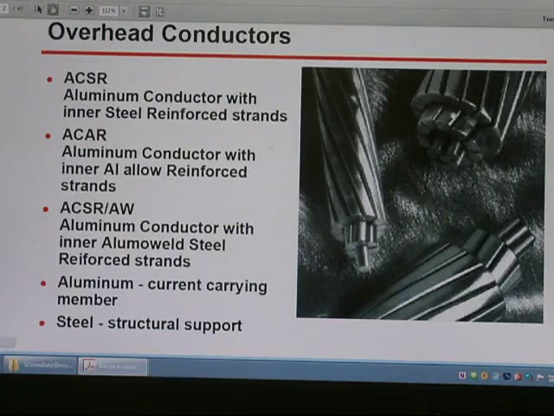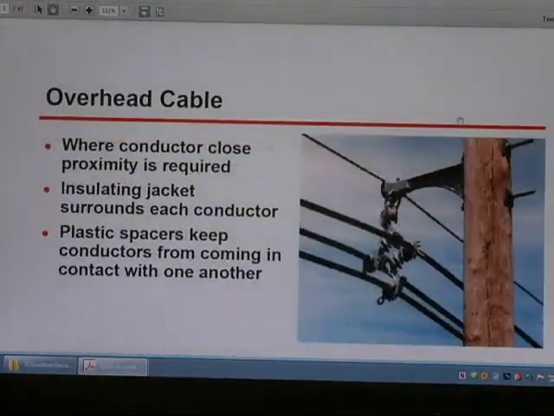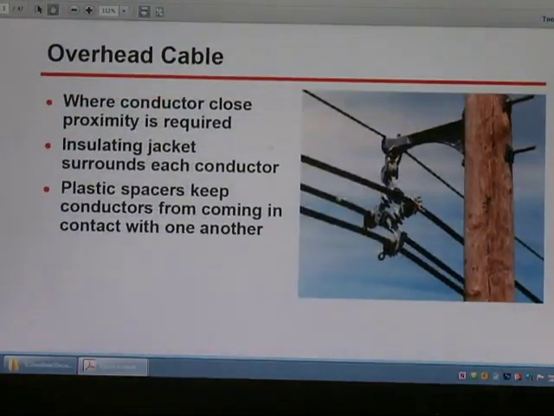And those are the overhead cable. These are overhead cable conductors. Close proximity is required, so an insulating jacket, a strong insulator, and plastic spacers keep the conductors from coming into contact with each other.